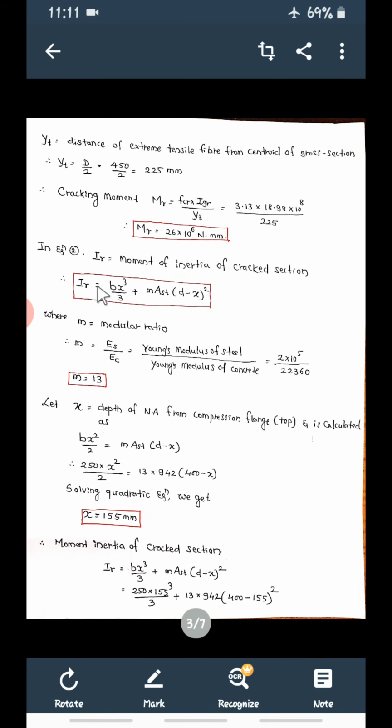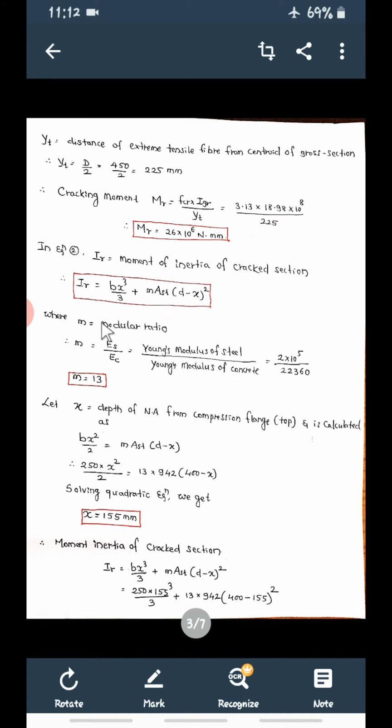So what is Ir? Moment of inertia of cracked section. Don't get confused between this Igr and Ir. Igr is moment of inertia of gross section, the total section. Ir is the moment of inertia of cracked section. After cracking, whatever moment of inertia is there is called the cracked moment of inertia, that is Ir. So how will we find Ir? Ir equal to bx cube by 3 plus m Ast into d minus x square. This is small m, not capital M.